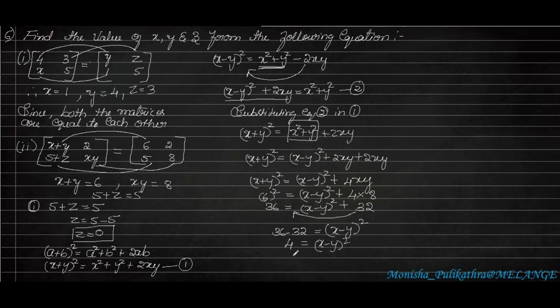When you take the square to this side, it will become square root of 4. Square root of 4 is 2. So x minus y is equal to 2. So we got the value for x minus y. Now we have x plus y and x minus y, so we have to solve these two equations.